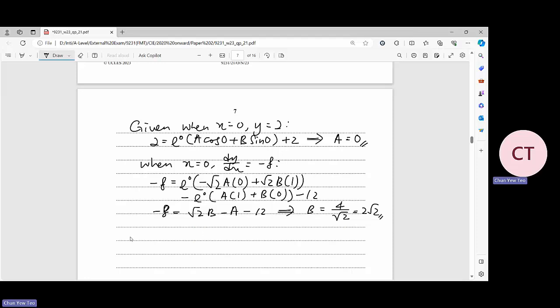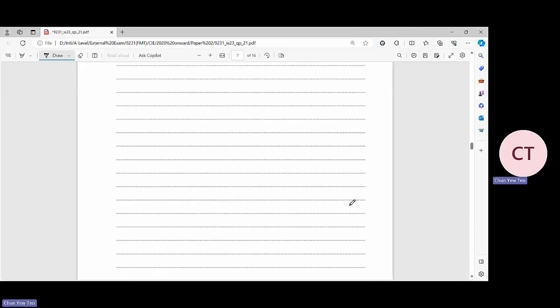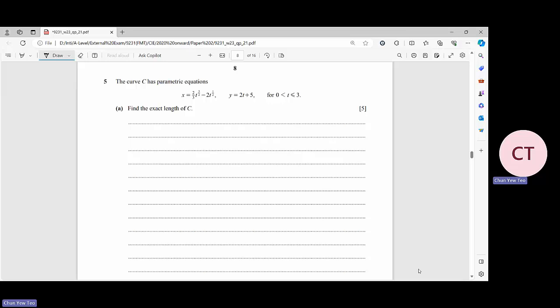Okay. Then, therefore, your particular solution y will be equal to e to the power of negative x. a is 0, you only have b left, plus 9x squared minus 12x plus 2. That will be the answer for this question number 4. Done. Now we move on to question number 5.